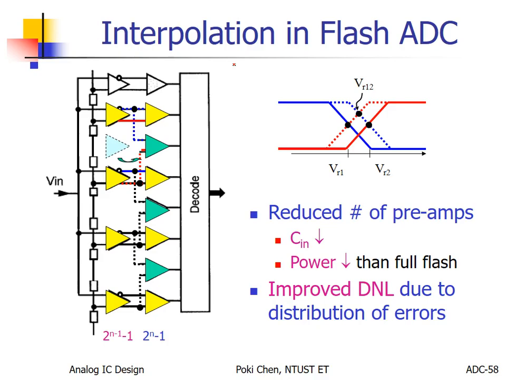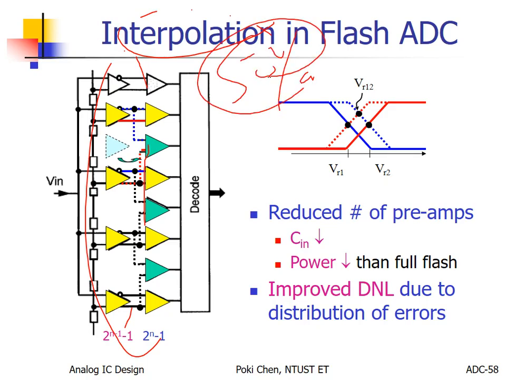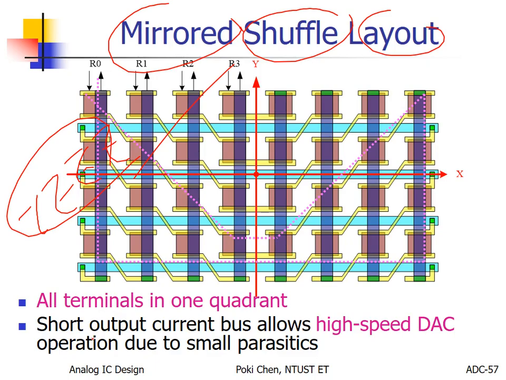Anyway, we can make this overall structure even better than before by such kind of interpolation. We would like to remove briefly 50% of the preamplifiers. 50% off means what? Less area, less power, and again, less input parasitic capacitance to speed up the overall operation. But how? How to steal 50% of the preamplifiers? How to steal 50% of the preamplifiers? Okay.